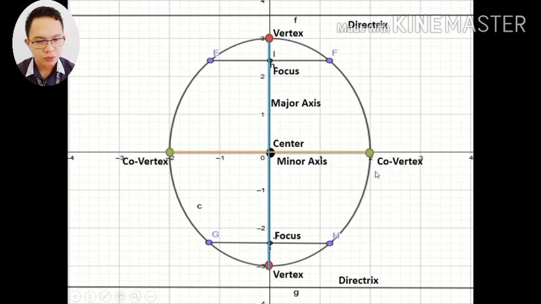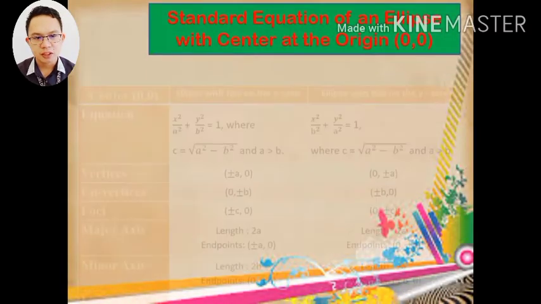So we have also the co-vertices. So we have also the minor axis and the major axis. So the same with dun sa horizontal kanina. So a major axis is a line that connects the two vertices. Ito, dalawang vertices. Pero yung minor axis, ito naman yung nag-connect ng co-vertices. Okay. So standard equation of an ellipse.